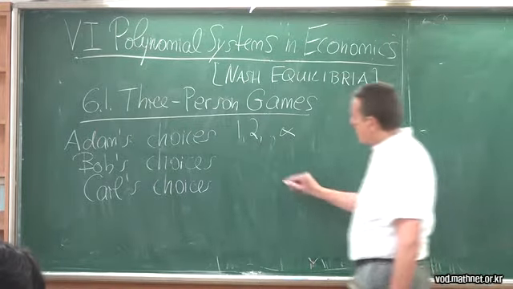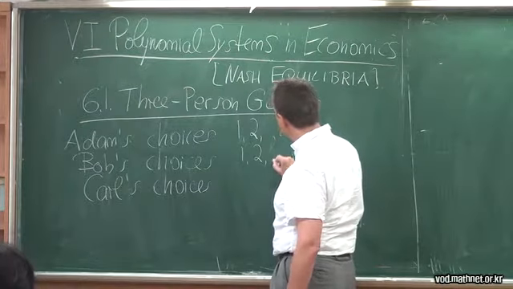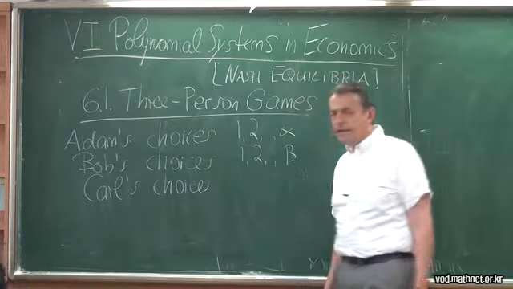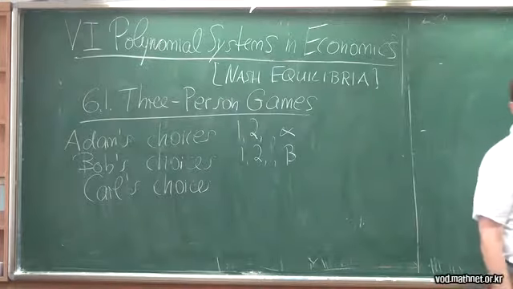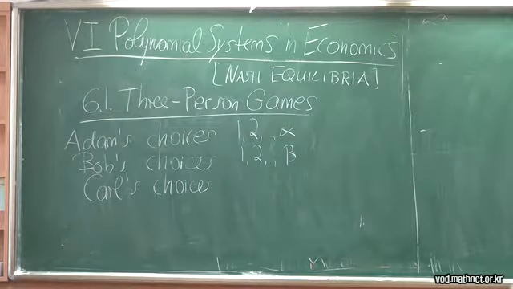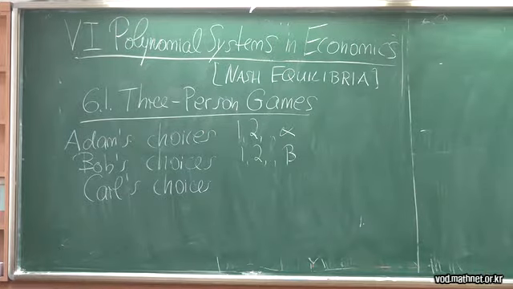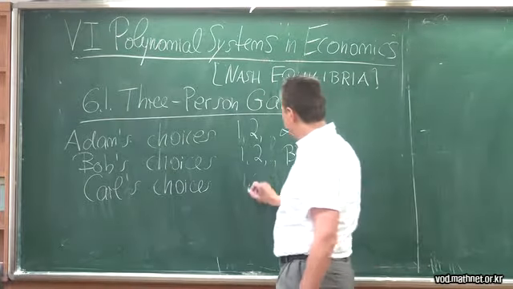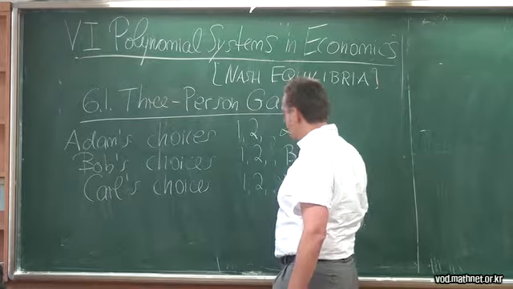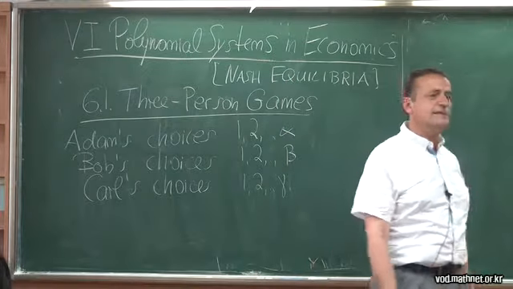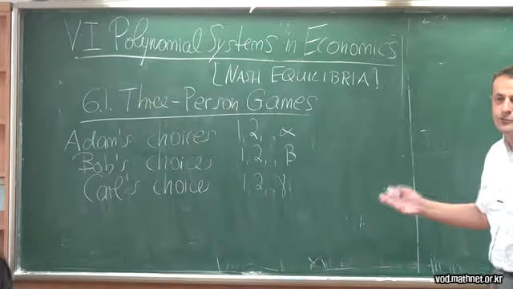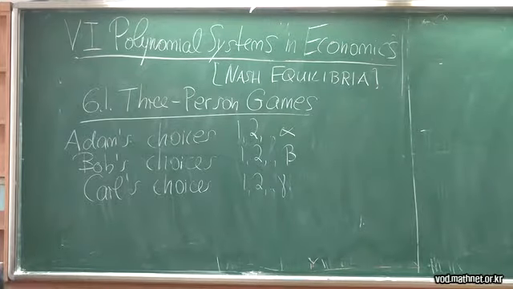Now Bob also has choices, 1, 2, up to beta, and he has some job offers. He has a job offer from Samsung and from Sony and, I don't know, Microsoft, and he has to make up his mind. Which job should he choose? Carl has choices, 1 up to gamma, and he has to choose a girlfriend, Susie, Cindy, whatever. So he has to choose a partner. So those are the choices that they have.